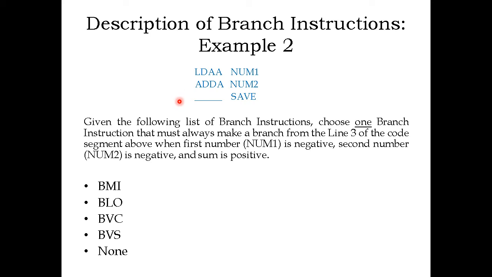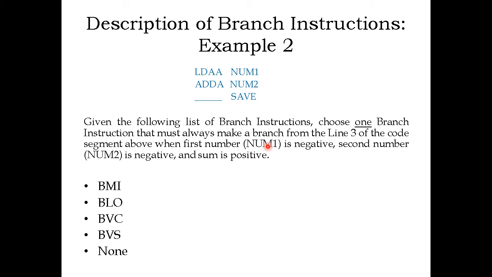Now again, can you select one of the branches from the list given below which will always branch when the first number is negative, the second number is negative, and the sum is positive, because this time we are doing an addition. Now from this information, can we find something? We are told the first number is negative, the second number is negative, but the sum is positive. What else can we tell from here? Can we tell about the flags?